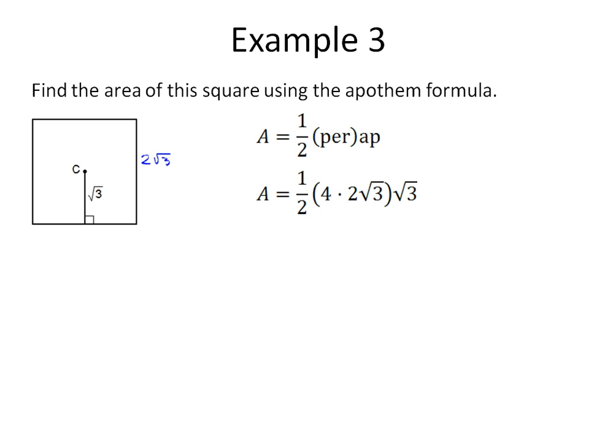So that gives us 1/2 of 4 times 2 square root of 3 times the square root of 3 for the apothem. So this gives us the area is equal to 1/2 of 8 square root of 3 times the square root of 3, which, if you put that in the calculator, gives you 12.